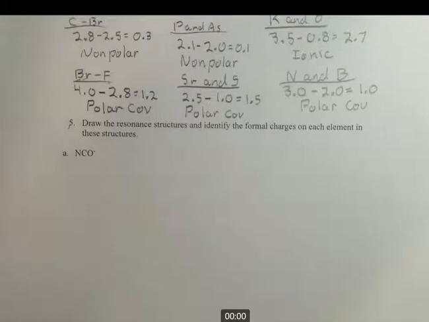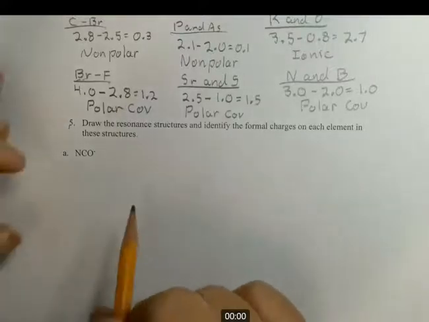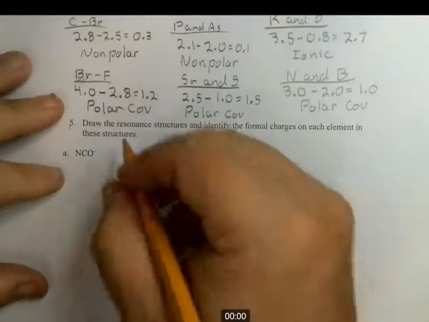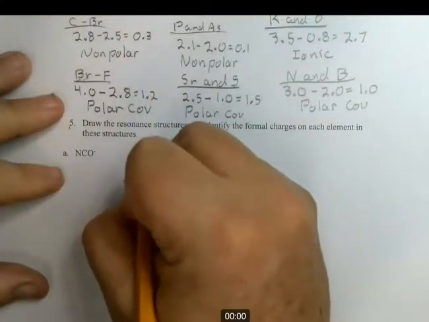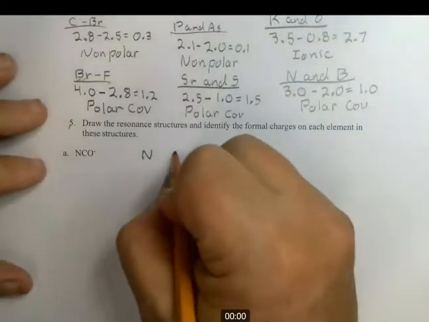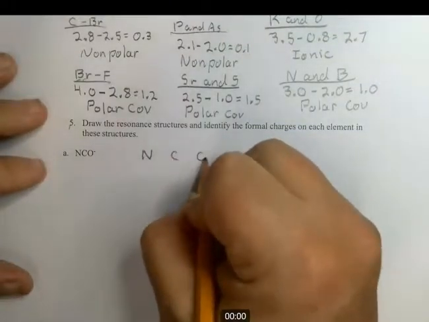Okay, so NCO. What we're going to do is we're going to draw that molecule in 3 different ways. The first way that we think it really should be drawn is based on the chemical formula there. It's NCO. So we're going to draw the N here. We need to create the Lewis structure, and then we're going to analyze the formal charge. So N there, C there, O there.